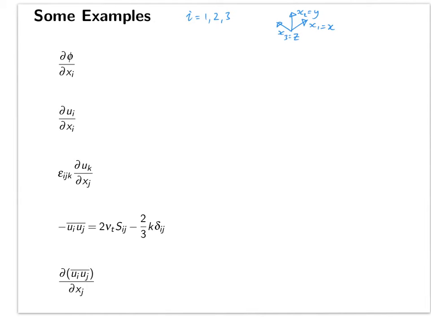Okay, so we take the first example. And the important thing is always to look at the number of free indices. This only has 1 free index here, so it's a vector. And if we write that out, we get the following.